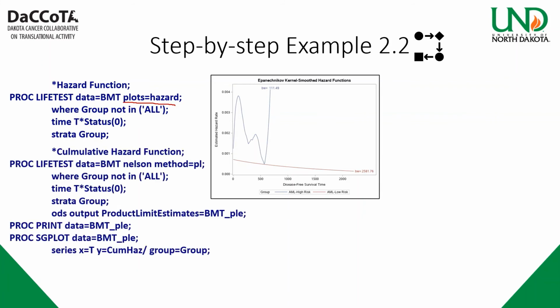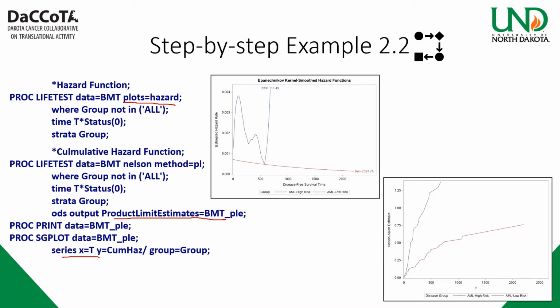Okay, now let's do the cumulative hazard, same sort of thing here. We have to do a little more work, get this product limit estimate out into a new data set and then use SGPLOT. We can see here that, unsurprisingly, the cumulative hazard function for low risk is a lot more modest. It's increasing, of course, all the time, but not nearly as much as the high risk, which shoots up and continues to shoot up.